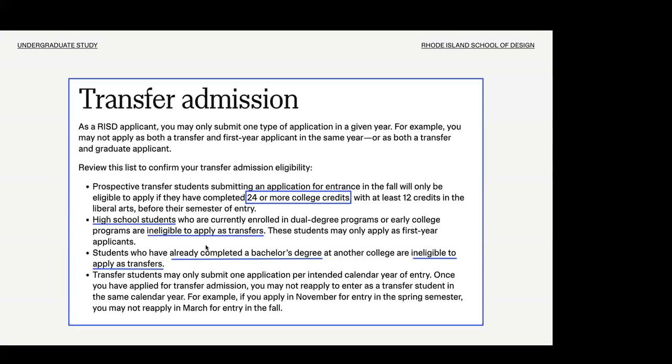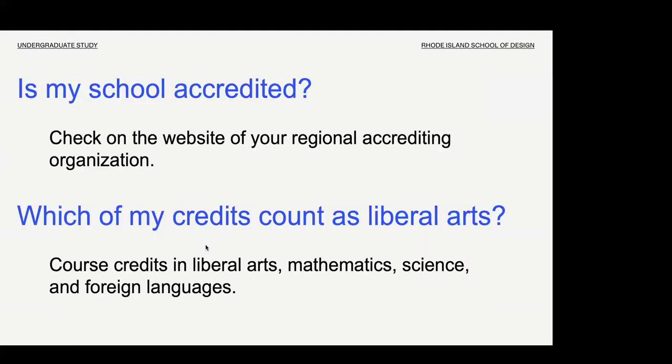Because we typically consider those double-dipped credits. And then students who have already earned a bachelor's degree are also ineligible to apply as transfers. So there's sort of a sweet spot right there in the middle that makes you eligible for the transfer application process. We only accept transfer credits from accredited institutions.